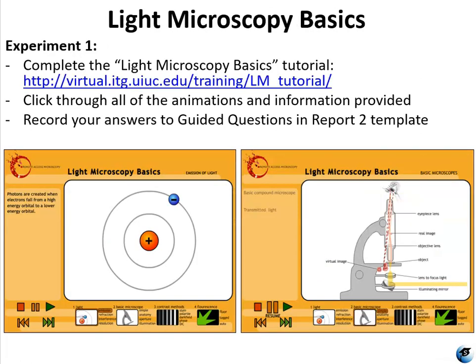For experiment 1, all you're going to need is a computer or another internet connected device. You're going to navigate to the following URL and complete a tutorial. It goes through the basic concepts of light, how microscopes work, and how different types of microscopes work. So not only the light microscope, but phase contrast, fluorescence. I think it even dives a little bit into electron microscopes. So you want to click through all of the steps there and watch all of the animations. Record your answers to the guided questions in the lab report 2 template. Also, here's a short clip of what this tutorial is going to look like for you.